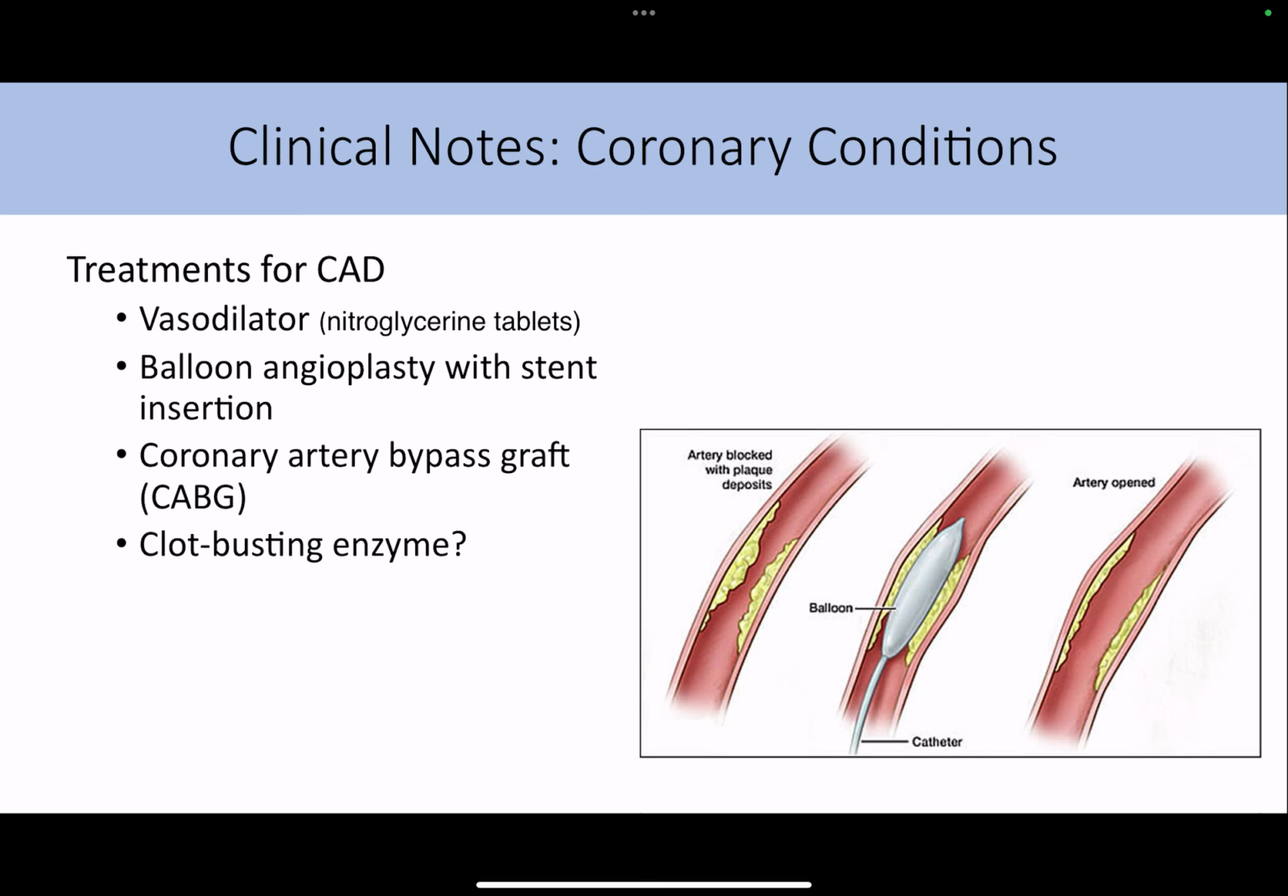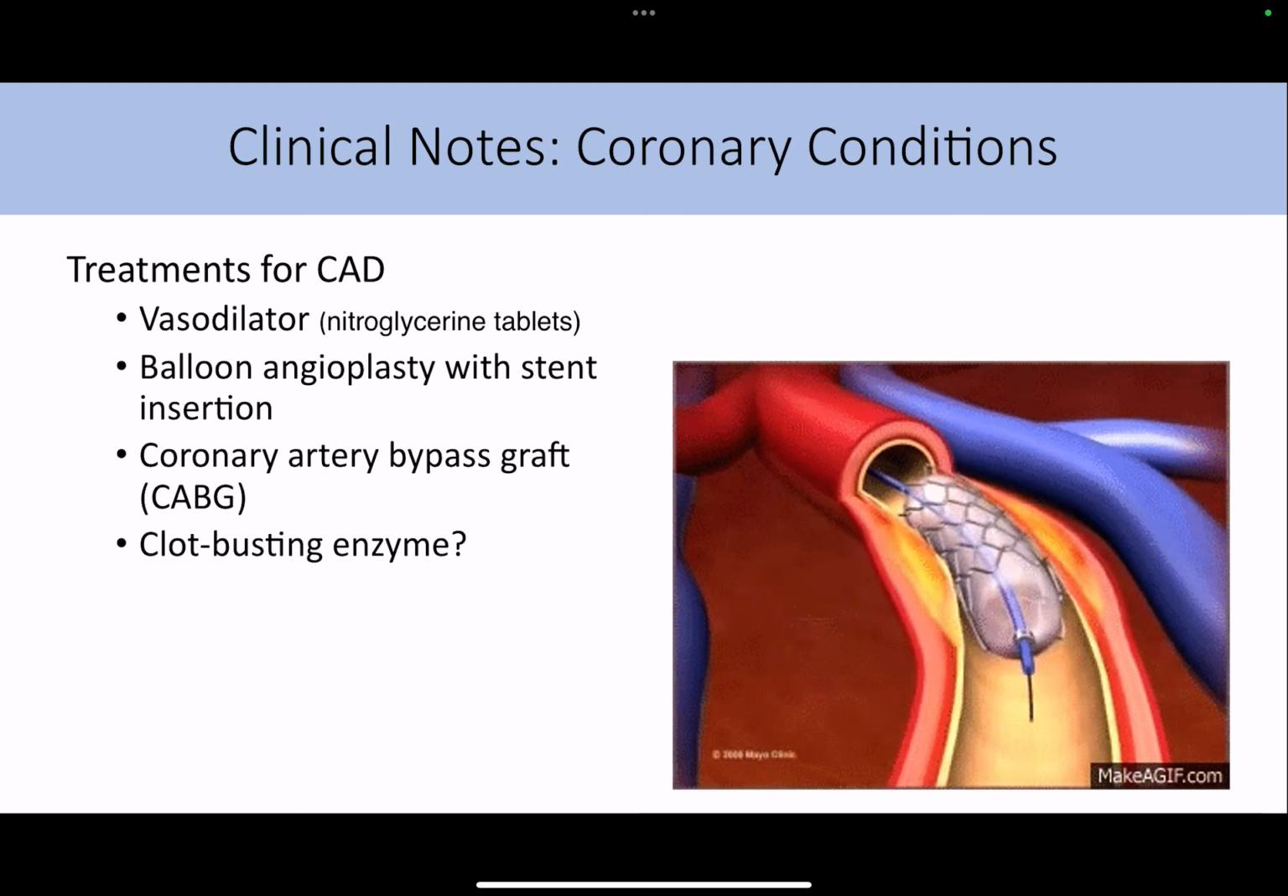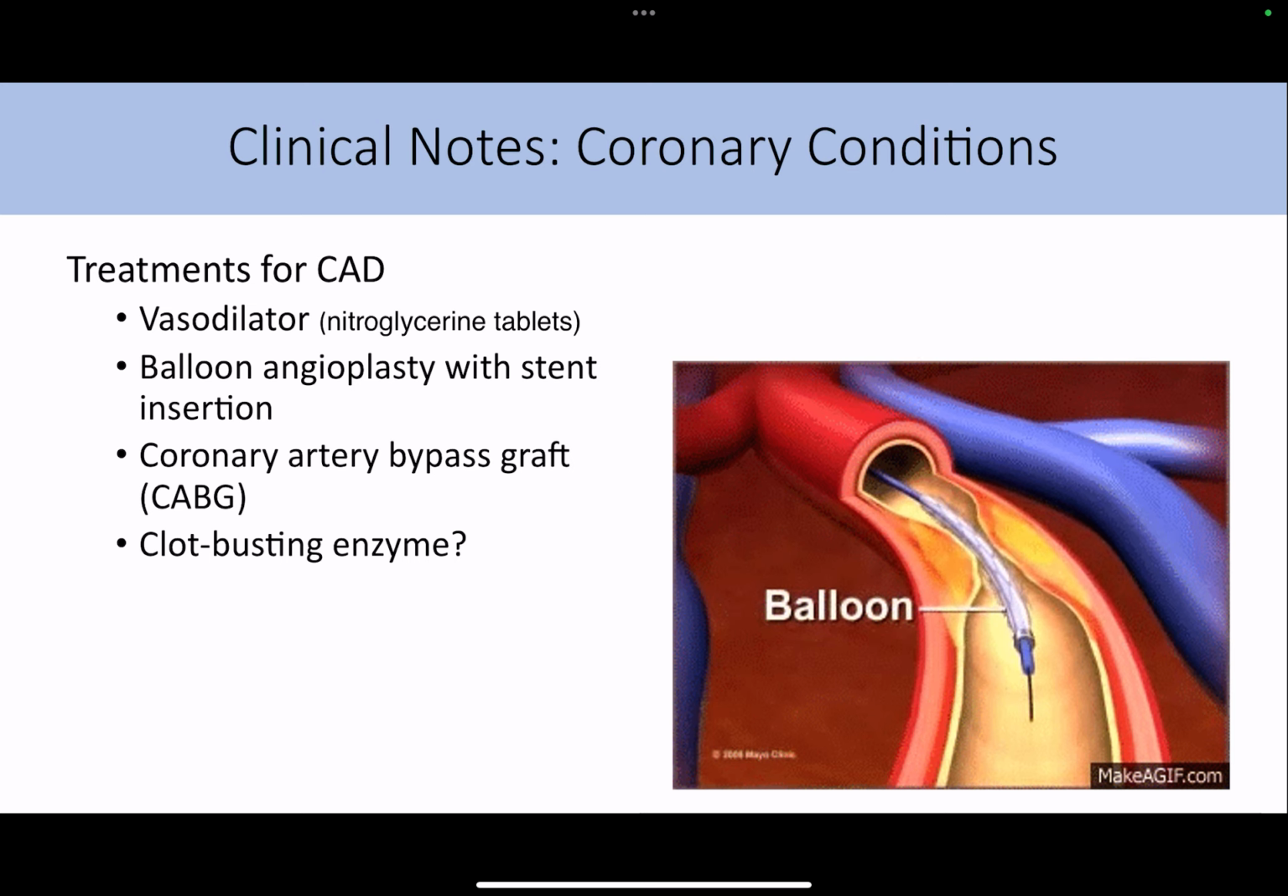But then we also do one with a stent insertion, where you have a balloon that's inflated to dilate that vessel, but then the balloon is retracted and the stent stays in its place. So the stent keeps it open. Okay. So that's a balloon angioplasty with a stent insertion. And that should help restore blood flow for a good amount of time. Question about that? We can also do a coronary artery bypass graft.